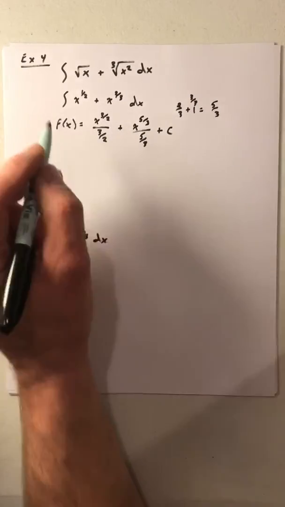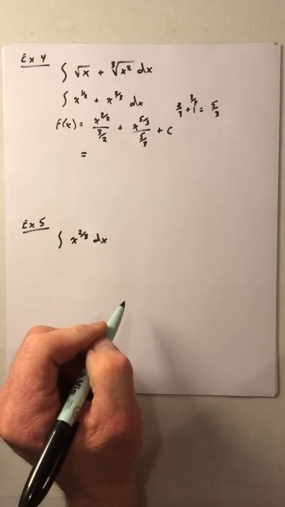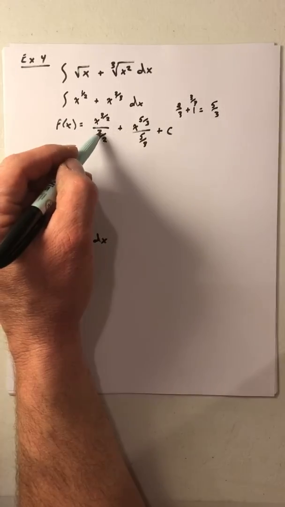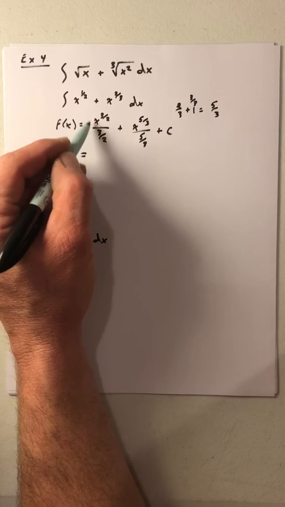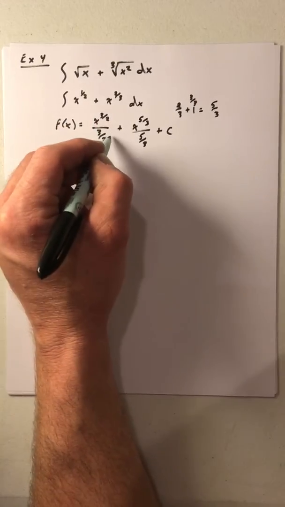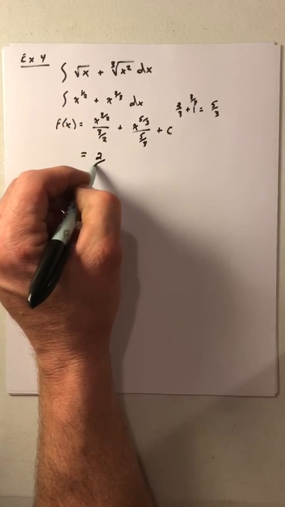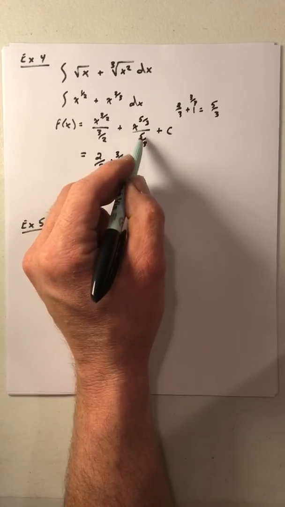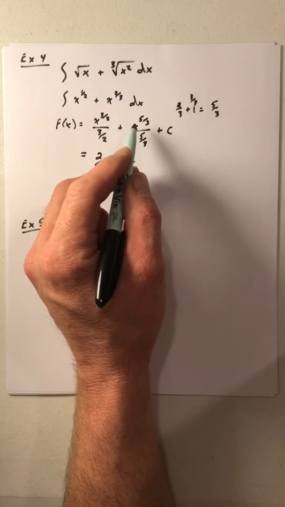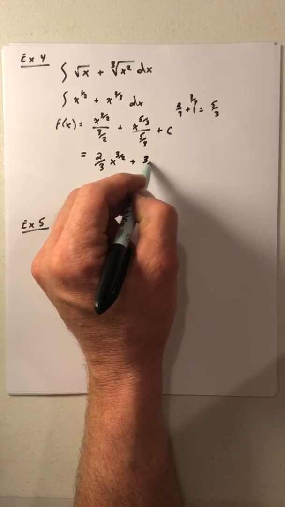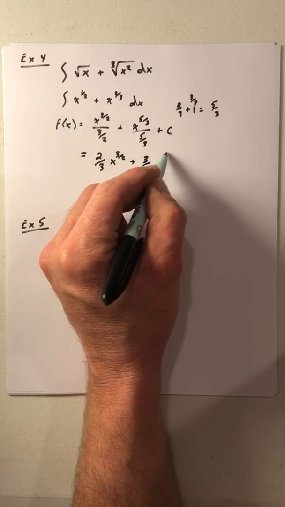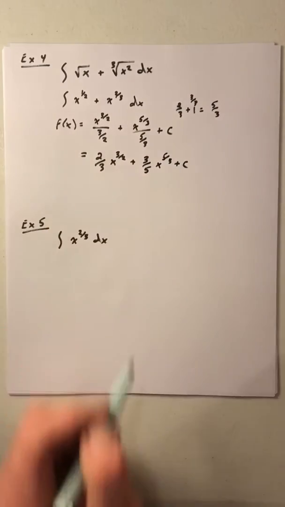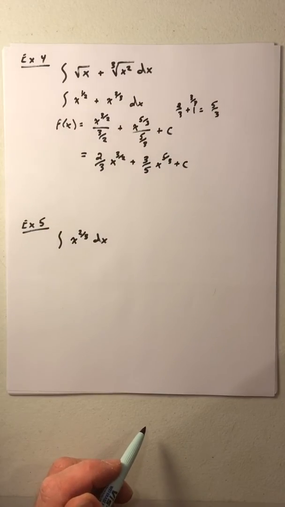We can go ahead and clean up this new function. If we divide by a fraction, we can simply multiply by the reciprocal, and we end up with 2/3 x to the 3/2 plus, if I take 5/3, multiply by the reciprocal, I get 3/5 x to the 5/3 plus c. And that's going to be my original function.